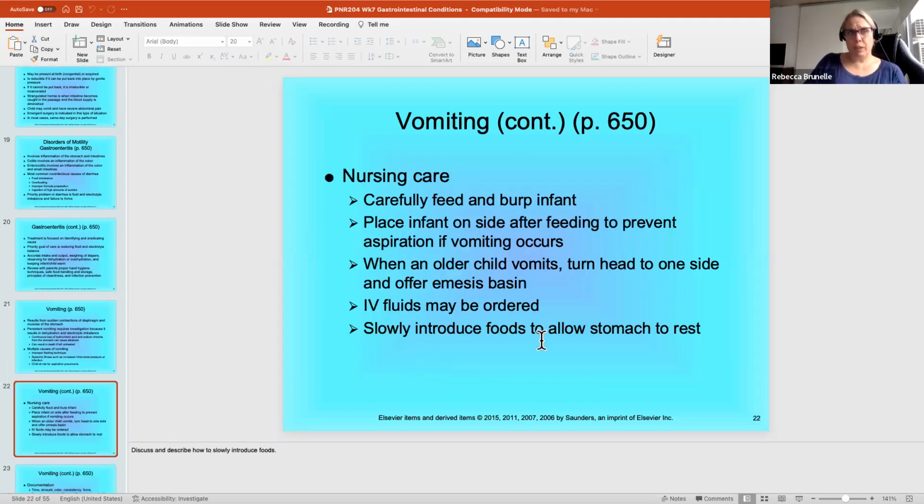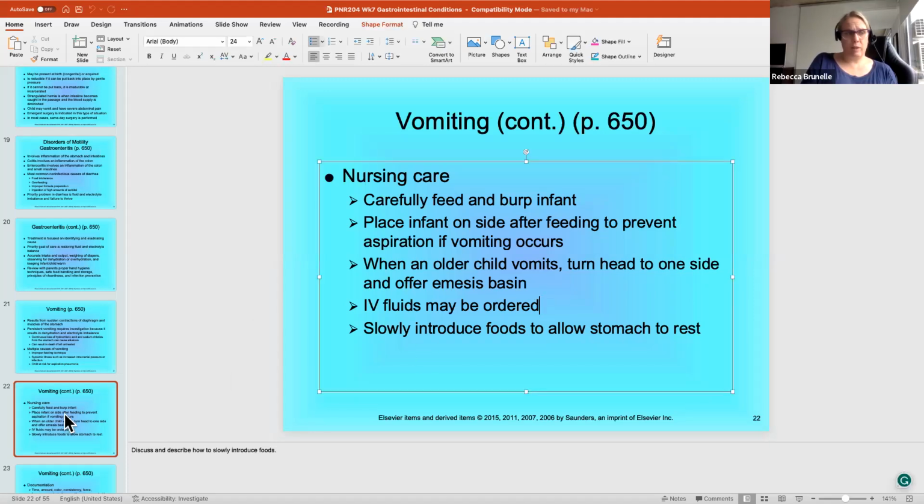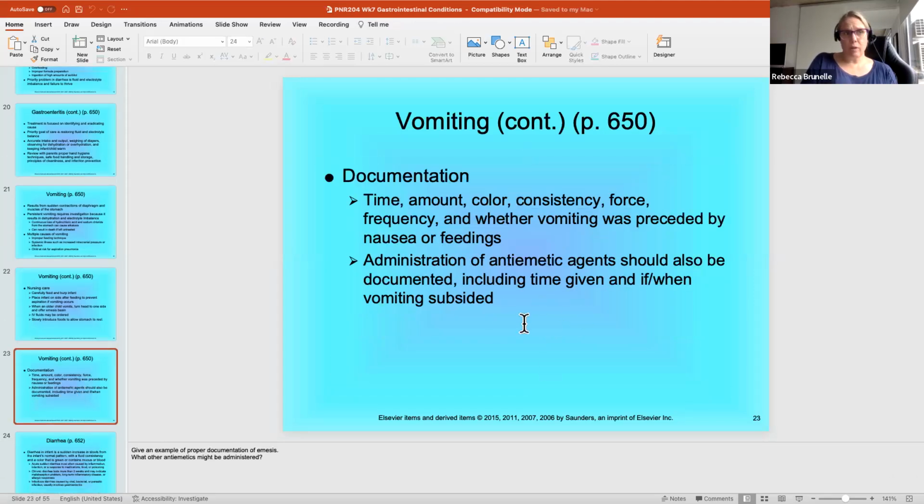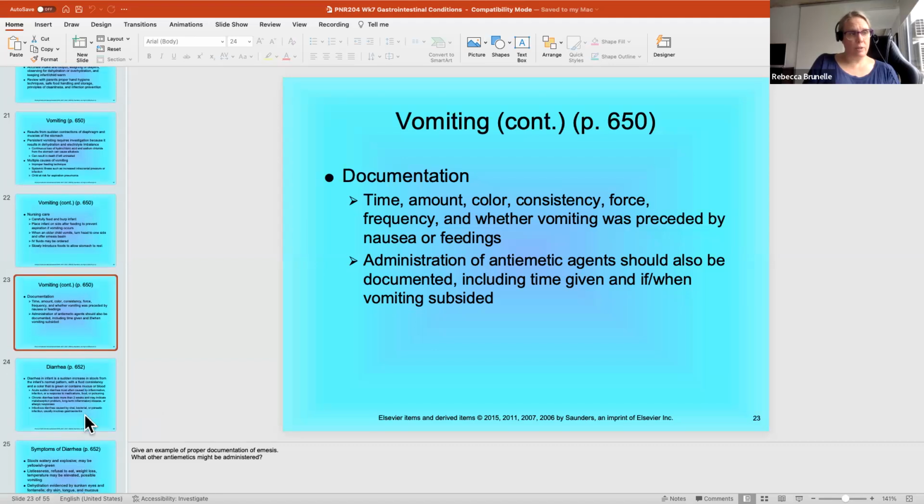In terms of taking care of kids that are vomiting, you need to make sure parents know about proper feeding. You don't want to bottle prop. You don't want to leave babies flat on their back. After they eat, they should burp and then be put on their side. Older kids should also be on their side, so if they vomit, they don't aspirate. If they're not able to keep stuff down, they might need IV fluid. As a nurse, you're going to document things well: how much they vomited, what color. Antiemetics are agents to help them stop vomiting. Document that, and write down if it was helpful.